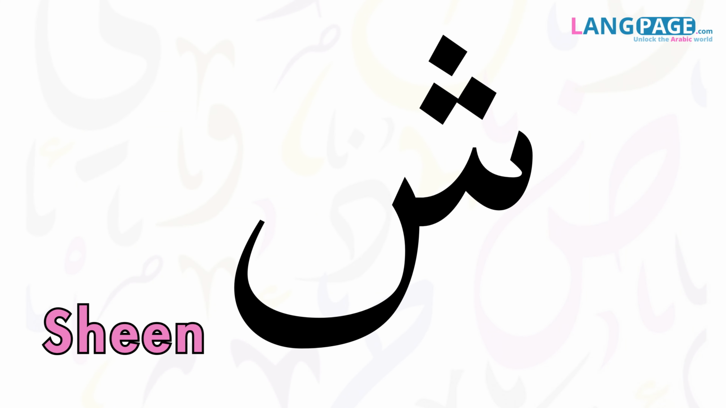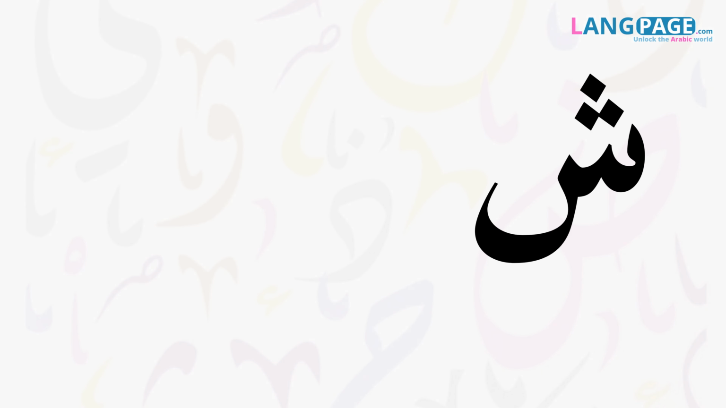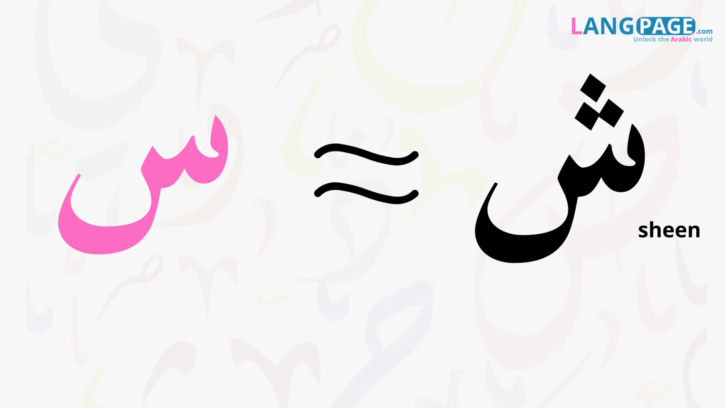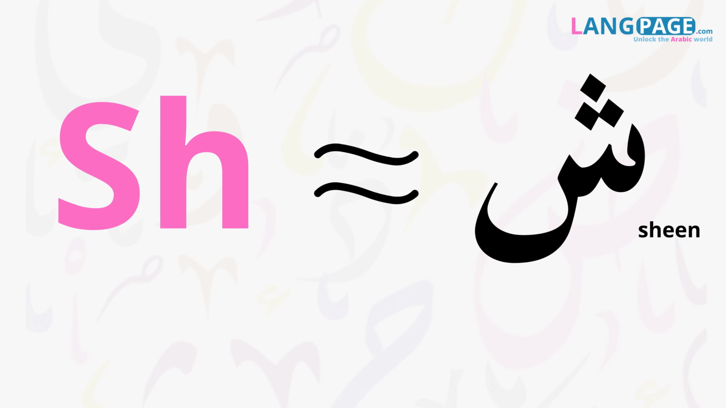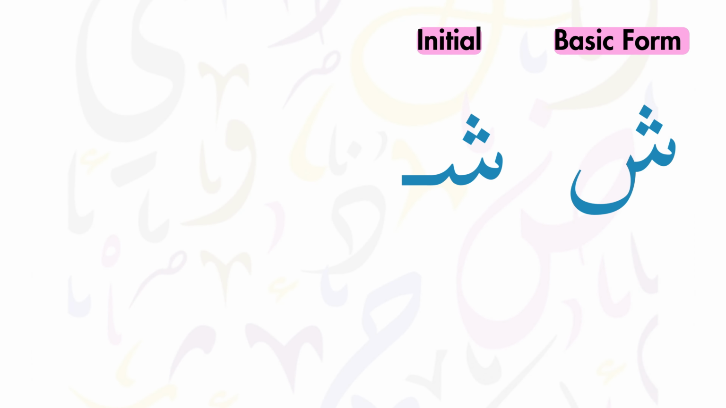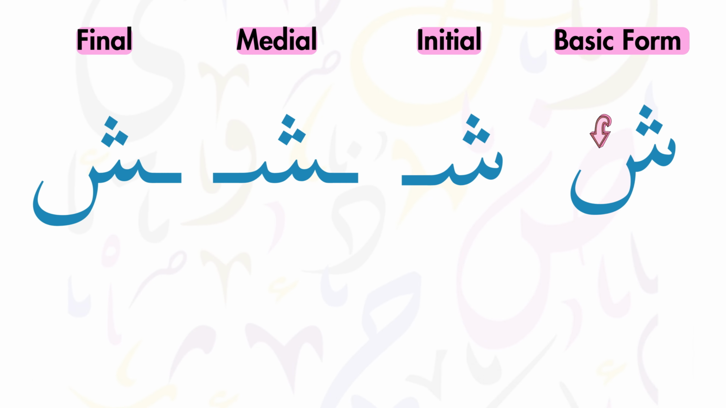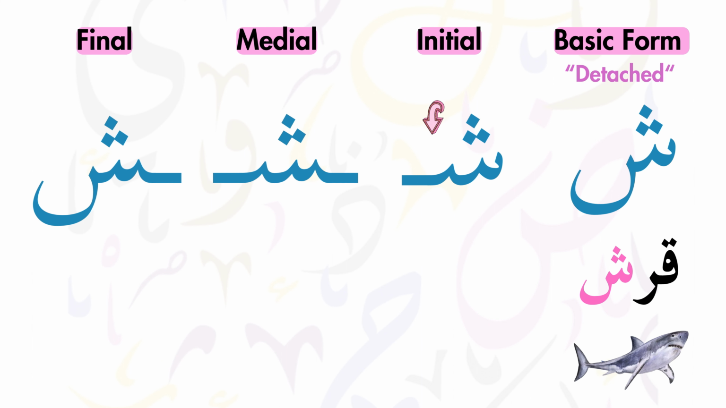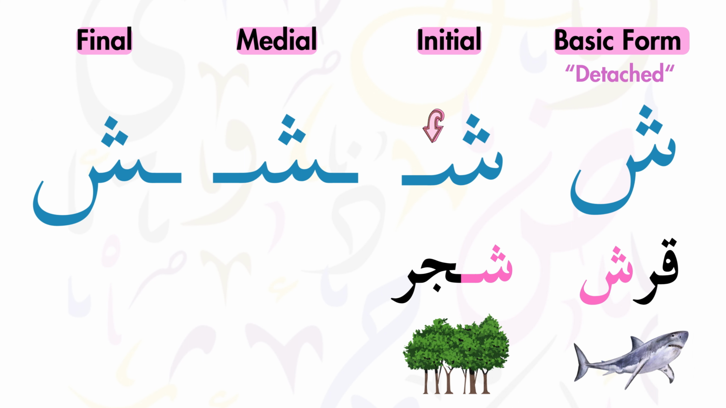After seen, I have the letter sheen, which is exactly like seen, but in addition to this, I have three dots above. Sheen in English equals SH, like shine. This letter has four forms. The basic form, which is detached from any letters, like in the word qirsh, which means a shark. Then the initial form, which is attached from the left, like the word shajar, which means a tree.